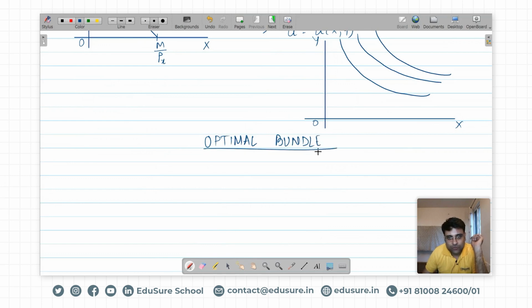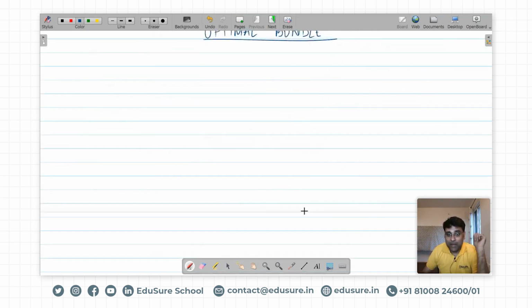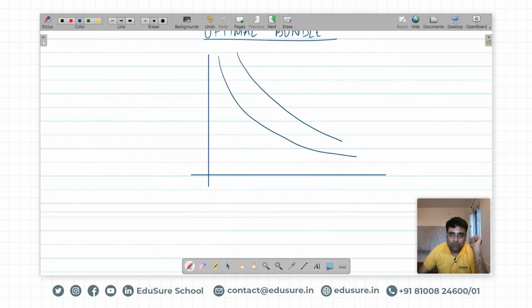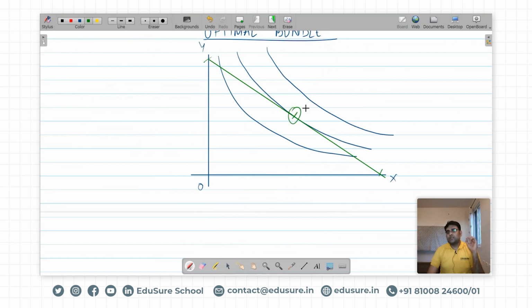And that happens as follows. I need to combine the two diagrams. Given the preferences of the consumer, we would have a typical budget line. The typical budget line would give you the highest indifference curve achievable at a point like this. Now what is happening is that the slope of the indifference curve and the slope of the budget line would be the same.